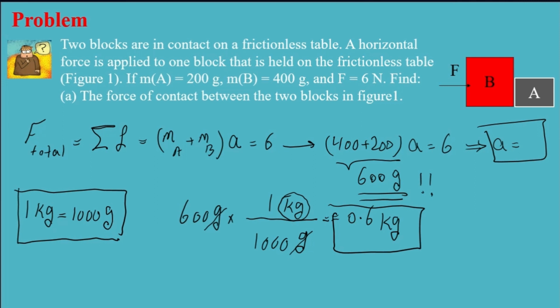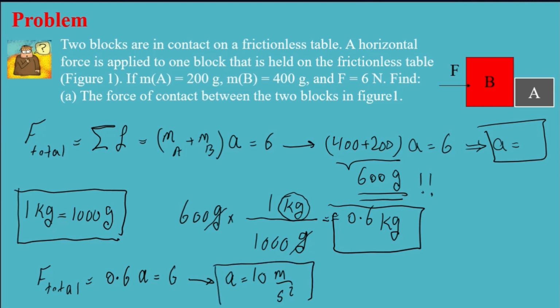Now I'm going to write it down again. So again, F total is going to be equal to 0.6 times acceleration equal to 6. And then my acceleration here is going to be 10 meters per second squared. And that's going to be my total acceleration here. Now I have the total acceleration and I can find the contact force between the two blocks.